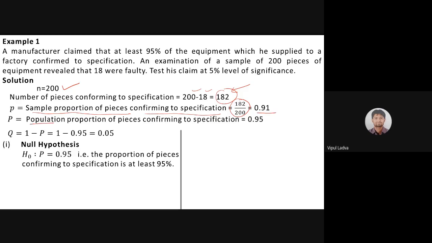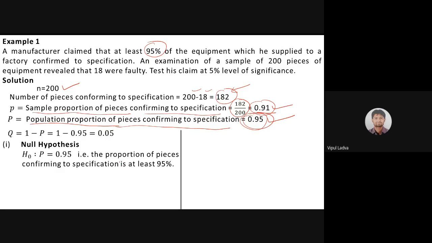Capital P, which is actually provided, population proportion of pieces conforming to the specification, that is 0.95. This is the provided data. Is it? This was also given indirectly, we identified it. Now here it seems that he is saying 95%.